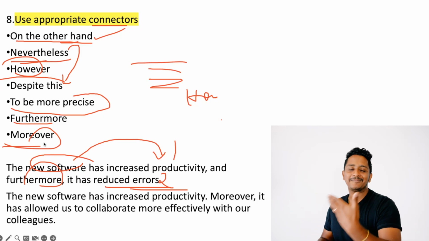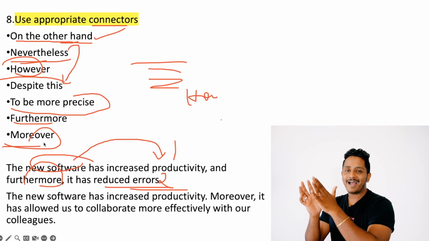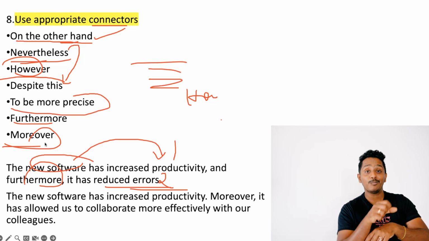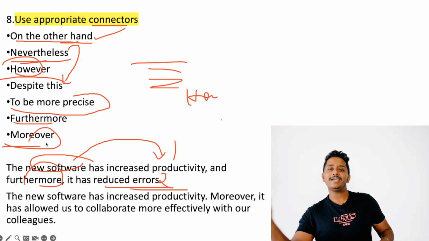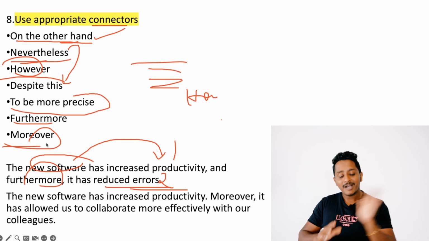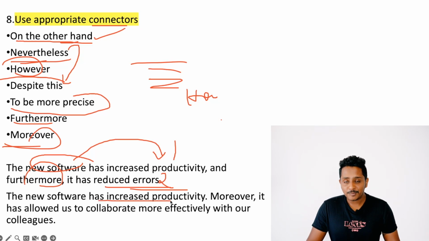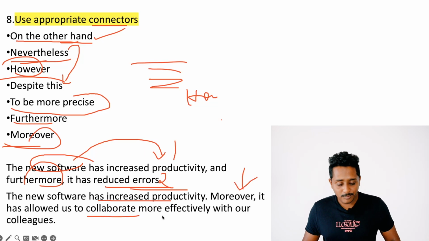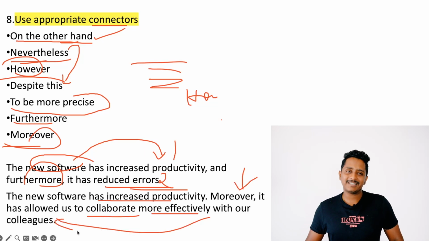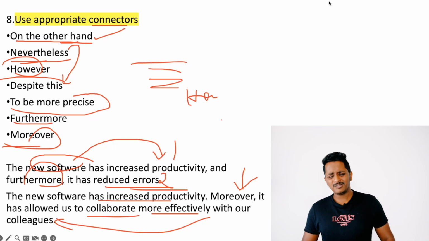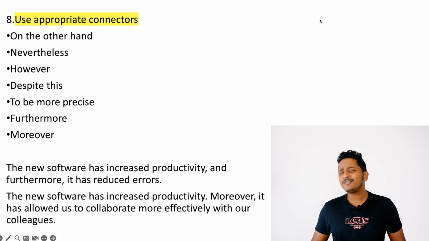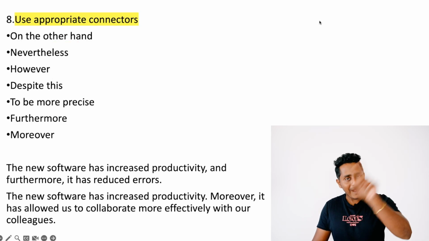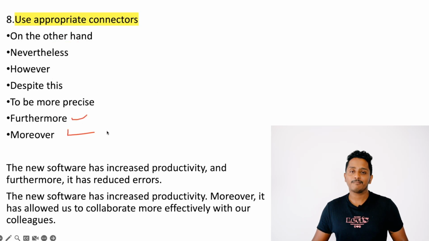I went to market to buy apple. After that, I took the apple and came back. Moreover, I got nice apples and came back. So, this is moreover, a continuation. The new software has increased productivity. Moreover, it has allowed us to collaborate more effectively with our colleagues. More or less, they both are used in a similar context. If you are getting confused, you can use them interchangeably, not a big grave mistake. But to add things, use this. In addition, something like that.